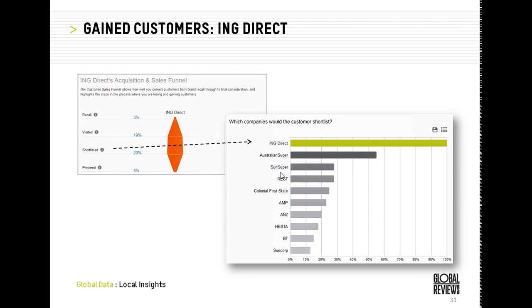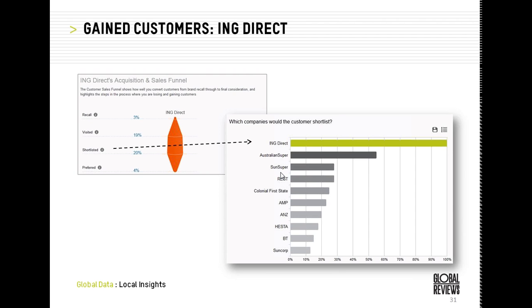We've already mentioned that ING Direct gained customers through the process. They had only a recall of 3%, but were preferred by 4% in the end. Because of the high visitation, they also have a high shortlist. So I put a filter on for everyone who shortlisted ING Direct. Which other brands did they shortlist? There you can easily go in and understand their key competitors, and why that is, by filtering the reasons why they would shortlist those brands.